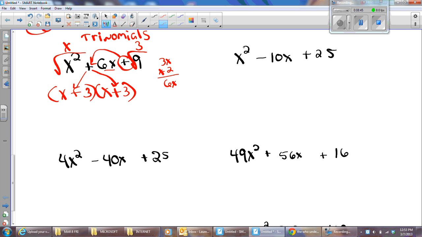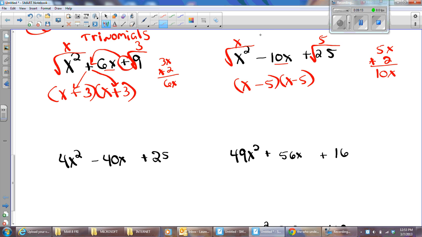Okay, let's try that again. Got a trinomial here. Are there any GCFs hiding other than 1? I don't see one. Perfect square? Yep, square root is x. Perfect square? Yep, square root is 5. Multiply 5 times x, 5x. Double it, I get 10x. It matches, doesn't it? Here's how it factors. x minus 5 times the quantity x minus 5.